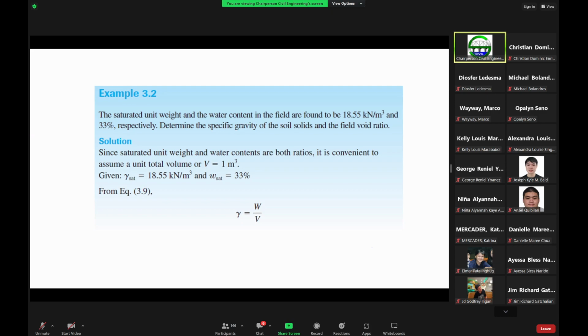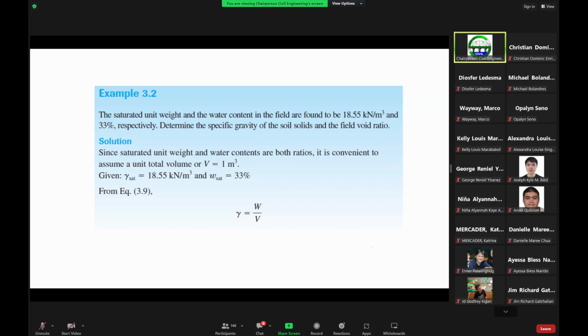Here we have an example problem. The saturated unit weight and the water content in the field are found to be 18.55 kilonewtons per cubic meter, and the water content is 33%. Here we can consider it to be a saturated condition. In this problem we are asked to determine the specific gravity of the soil solids and the field void ratio, although in practice we normally have the specific gravity. But just for the sake of discussion.